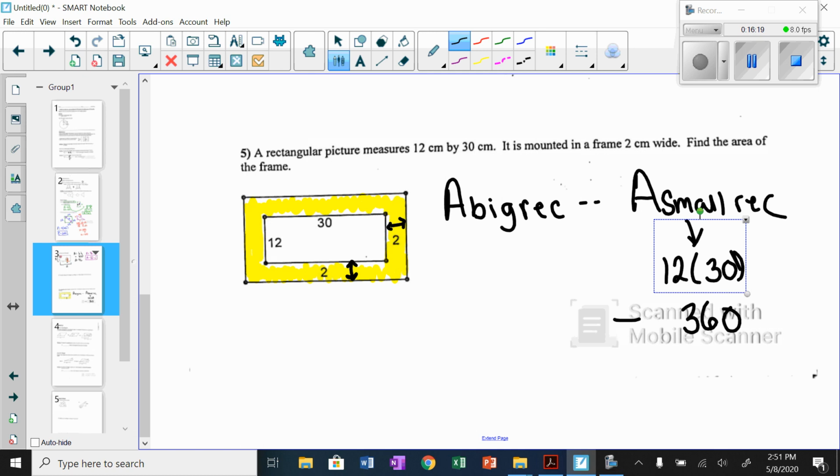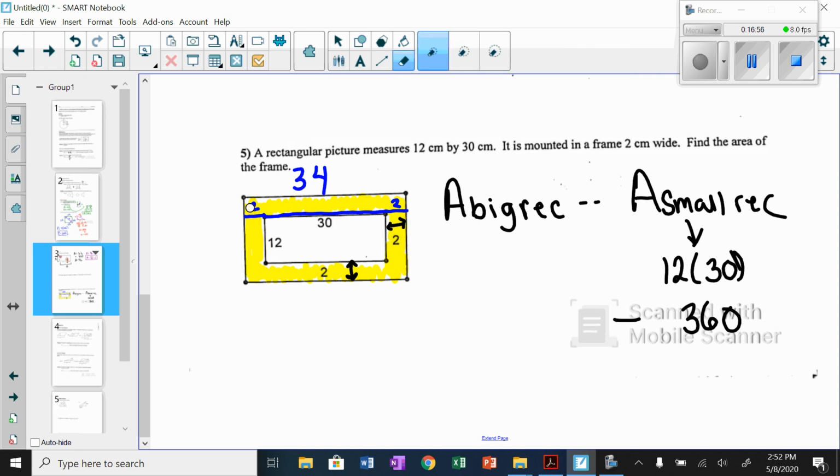All right, now we want to find the area of the big rectangle. The area of the big rectangle, well, it's also going to be base times height, but we got to figure out these dimensions. So the base, let's think about this. We know this is 30, but we know from the end of the small rectangle to the big one is another 2 centimeters and also another 2 centimeters on the left side. So the base of the big rectangle is not 30, it's not even 32, it's 34.